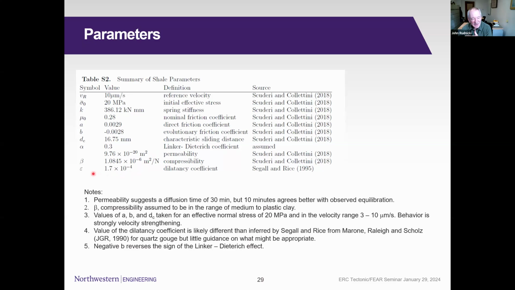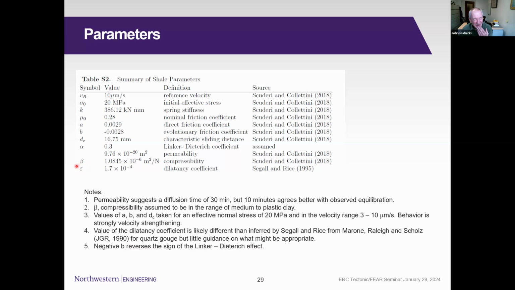We use, again, the value of this dilatancy coefficient, Segall and Rice. And I think I mentioned earlier that this is because it's based on that single set of experiments by Chris, for which I'm not suggesting any deficiencies in the experiments, but it was done on quartz gouge. And so I think there's room for additional look at the value of this.